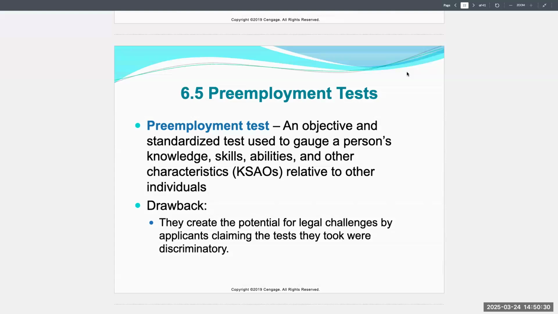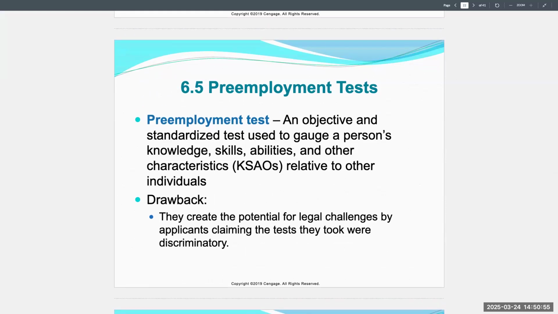Pre-employment tests are among the most objective and scalable tools we have in talent selection. They offer measurable data points on candidates' KSAOs, which is knowledge, skills, abilities, and other characteristics, and allow a fair comparison across applicants. When used properly, they help reduce bias, increase accuracy, and save costs by narrowing down the pool before interviews. These tests may assess cognitive ability, technical knowledge, personality traits, or even value alignment. What makes them powerful is their standardization. Every candidate faces the same challenge under the same conditions, which increases fairness and validity.